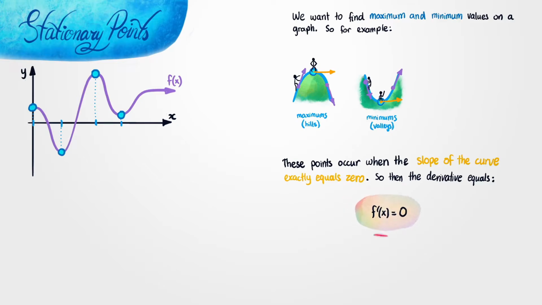So to be clear, this condition is always going to be true anytime you have a maximum or a minimum on your graph. And now, because this condition has to be true, we can actually use it to solve for maximums and minimums on our graph. Now, to actually show you how we'd use this, let me give you an example that we can work through together.